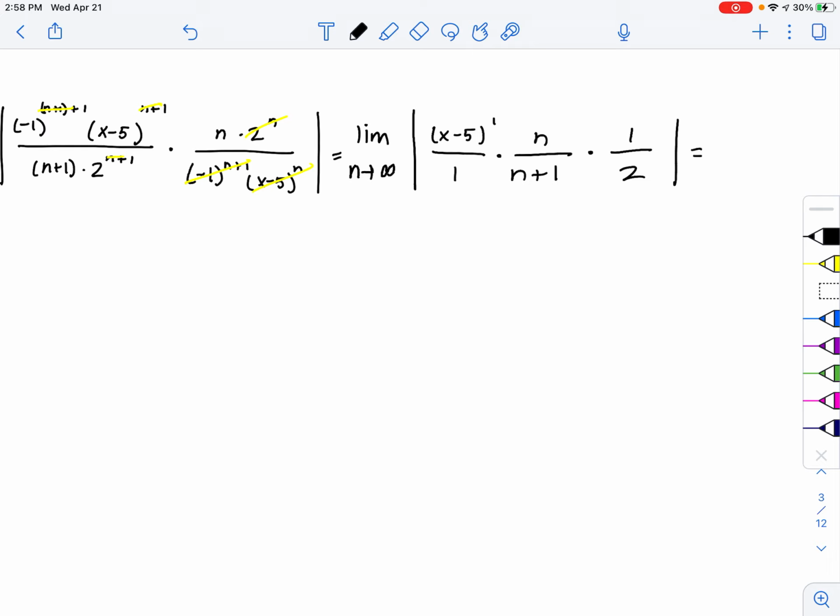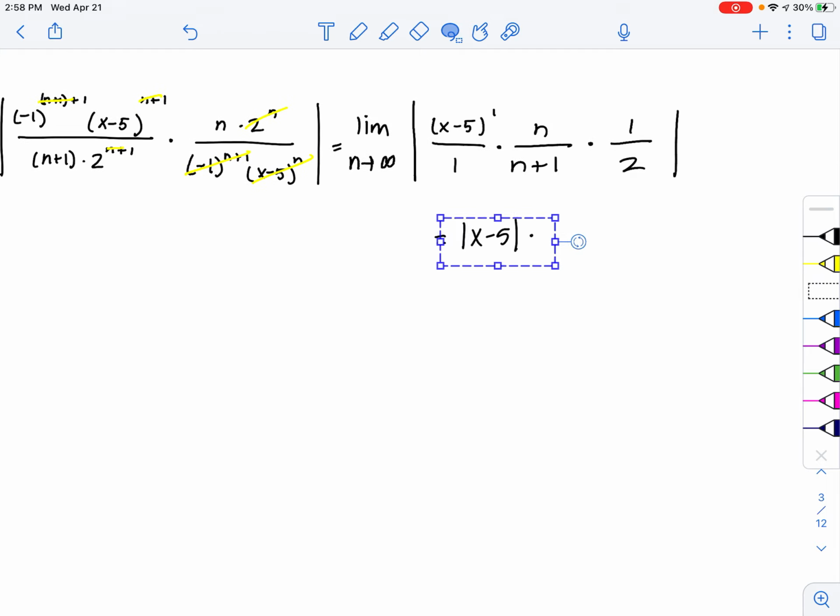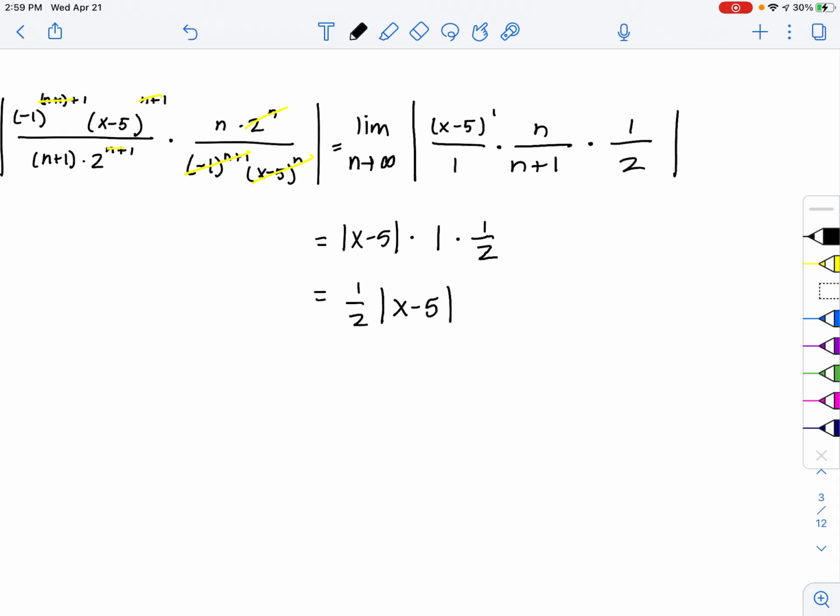So if we do it independently, the limit as n goes to infinity, we're not looking at x's, so we're just going to get the absolute value of x minus 5 times, okay, I need a little bit more space than that. So the limit of the middle part, the n over n plus 1, as n goes to infinity is 1. The limit of 1/2 is 1/2. So we get that the limit is just 1/2 times the absolute value of x minus 5. So you're like, okay, how do I use that? So, we know the ratio test says we have a convergent series if the limit is less than 1. So we're going to set that less than 1.